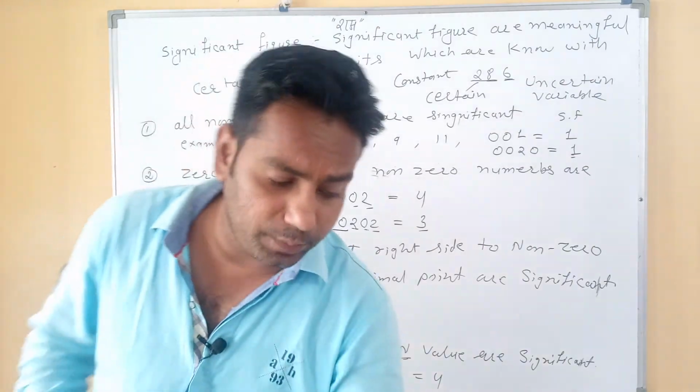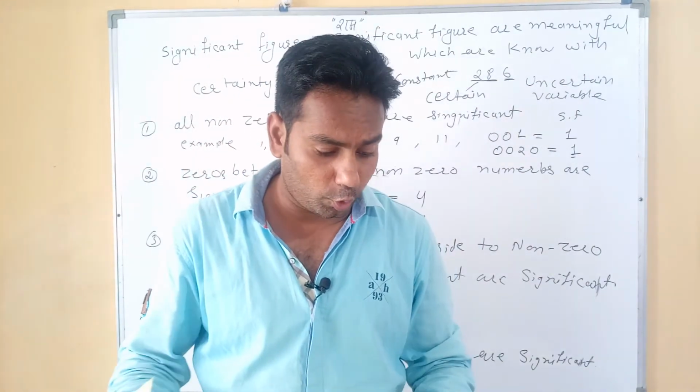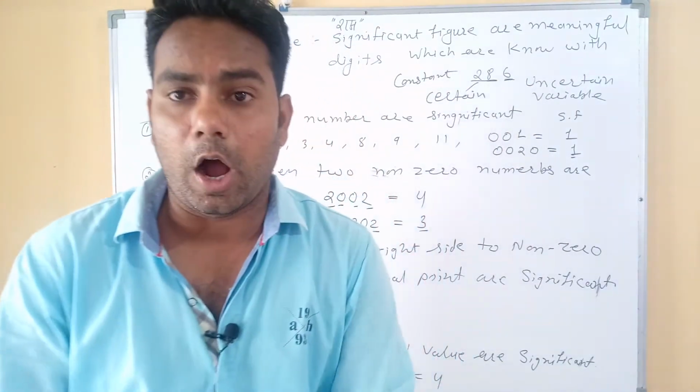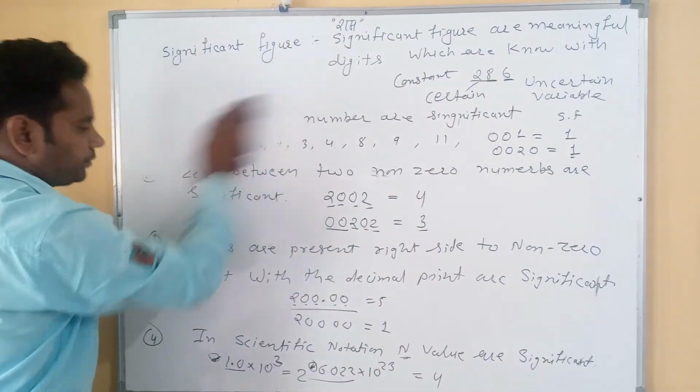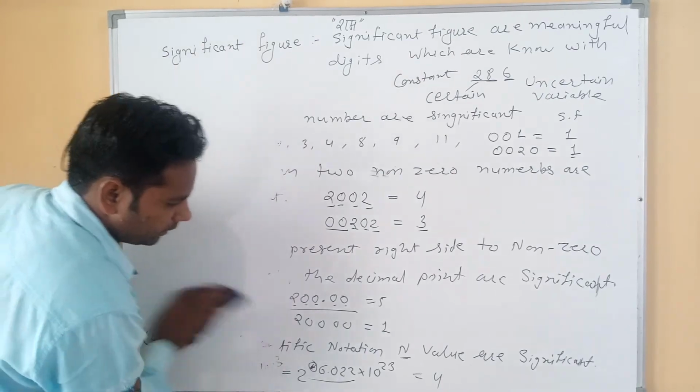Clear? I have some examples for you. You solve them and say how many digits are present in the significant figure. Okay? Just a minute.